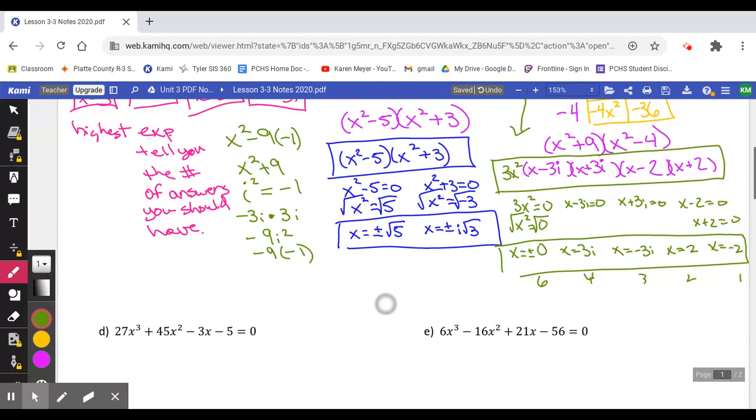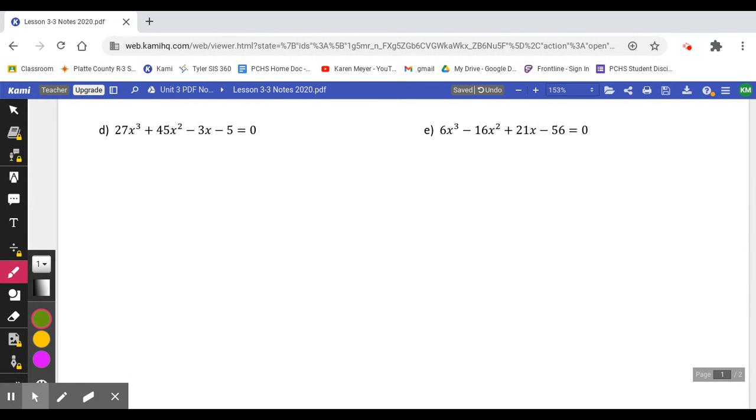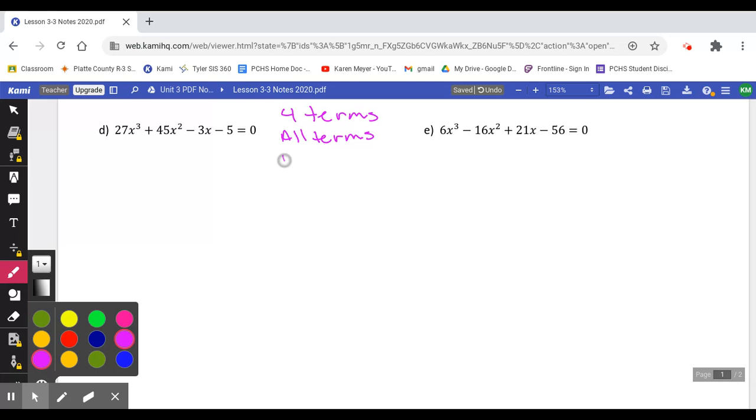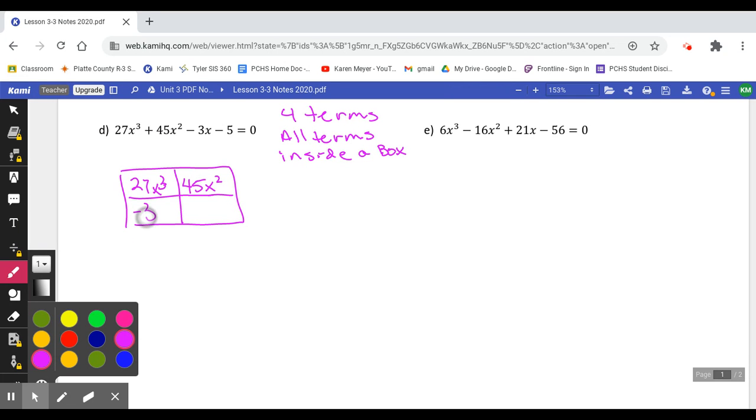Okay. So the last 2 problems here on the front side, these are different because you're going to notice they don't have 3 terms. They have 4 terms. So if you have 4 terms, you're going to start by putting all terms inside a box. So I'm going to start off by putting a box down. First term, first box. Second term, second box. Third term, third box. Last term, last box.